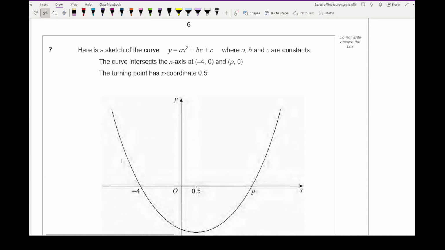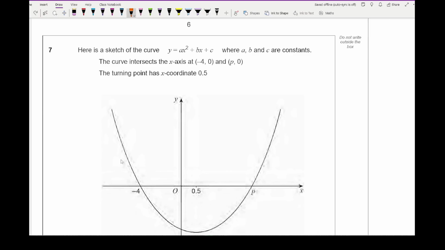Moving on to question 7, it says here is a sketch of the curve y equals ax squared plus bx plus c, where a, b and c are constants. The curve intersects the x-axis at (minus 4, 0) and (p, 0). The turning point has an x ordinate of 0.5, and the question is asking us to work out the value of p.